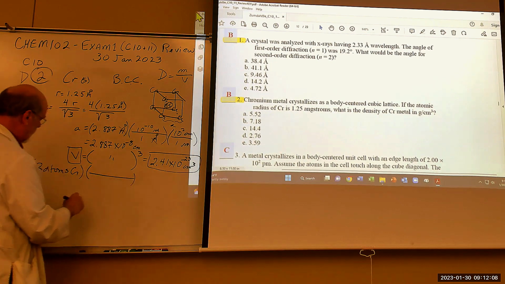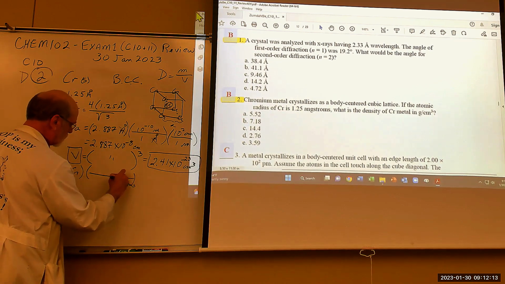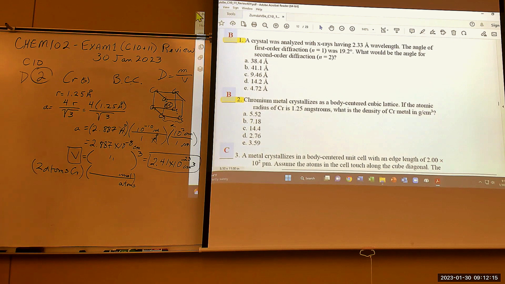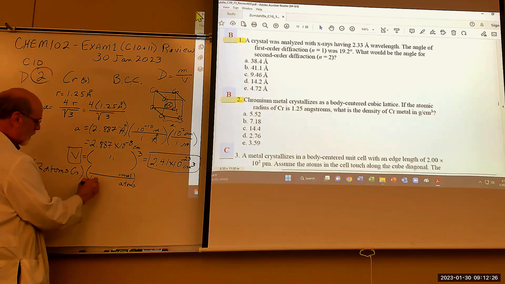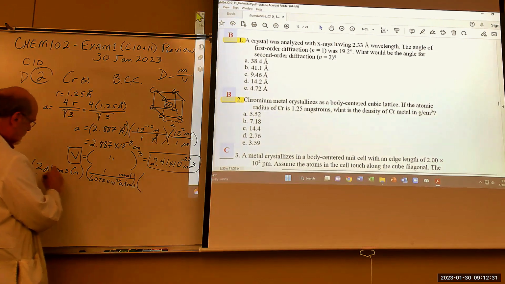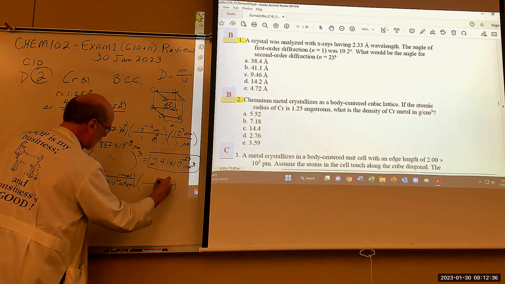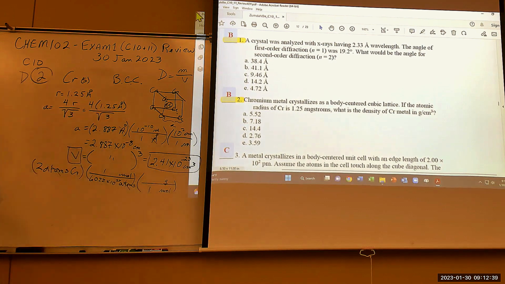Right? We want to convert that to grams. So how many atoms are in a mole? Because the only way we can get there is to use molar mass of chromium. That's the only relationship we've got that will get us to mass. 6.022 times 10 to the 23rd atoms per mole. Right? That gets rid of atoms. Now we need to convert moles to grams. So what's the molar mass of chromium? Now let's see, 51, well, round it off, 52.00.